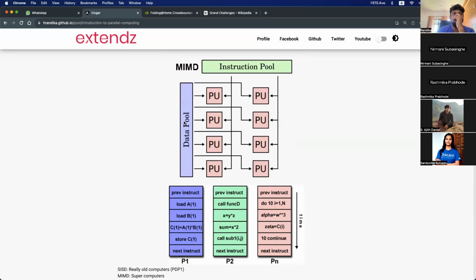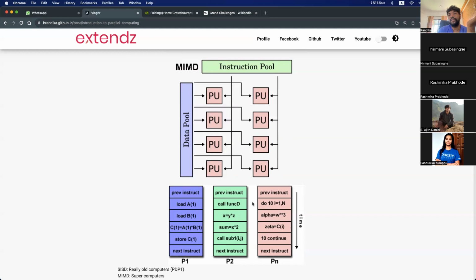Let's see it in a diagram. You can see that at a given clock cycle, the previous instruction is executed, and P1 is doing load A1. It is using the instruction load A and data stream 1. But P2 is doing a completely different instruction called function D, and it is not using the same instruction or the same data source. The data pool is different.